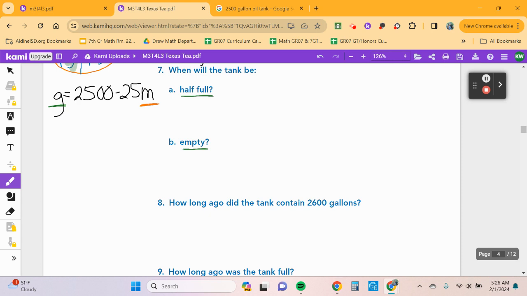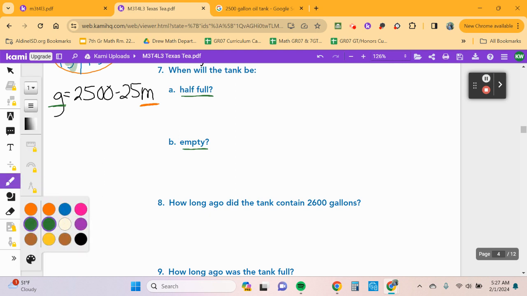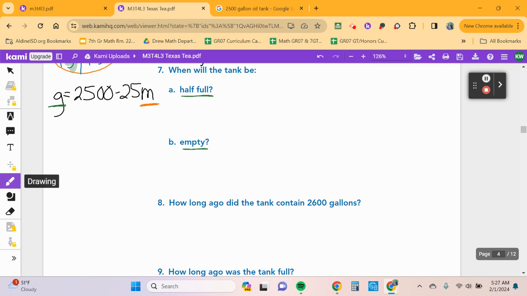Well, I'm thinking back to the information that was given on the previous page. There were 3,000 total gallons that could fit in the tank. That was the capacity of the tank when it was full. Well, if it's half full, then it is half of that 3,000. Think about it real quick. What is half of 3,000? If you said 1,500, you're absolutely correct. So that's what we're going to be substituting into our equation.